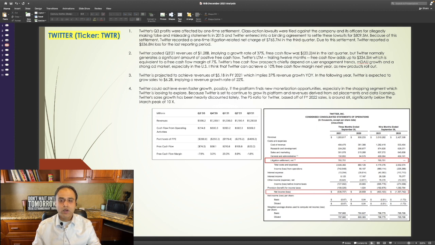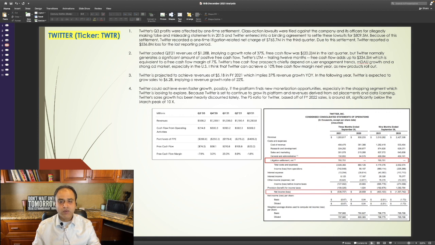Free cash flow was negative $20.2 million in the last quarter, but Twitter normally generates a significant amount of positive free cash flow. Twitter's LTM, trailing 12 months, free cash flow adds up to $334.5 million, which is equivalent to a free cash flow margin of 7%.